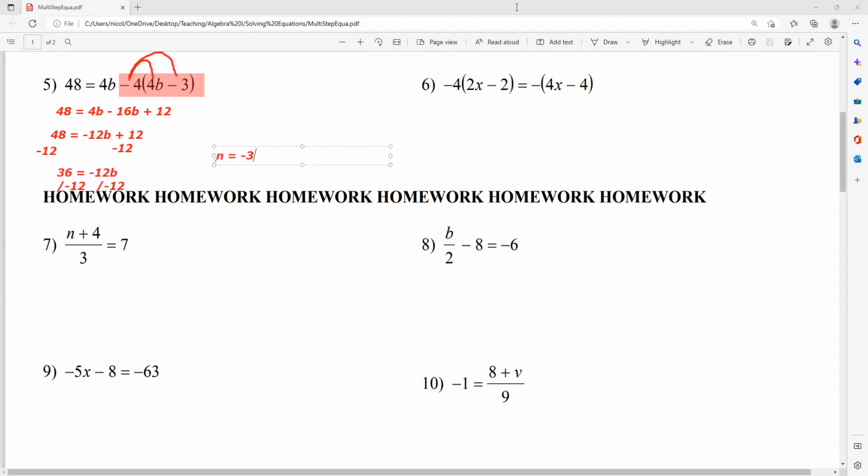And you can even plug it in to check it if you need to. So really with solving equations, the steps are always the same. You're really just doing different problems. That's the only thing. So it takes practice. I'll do one more before we go.